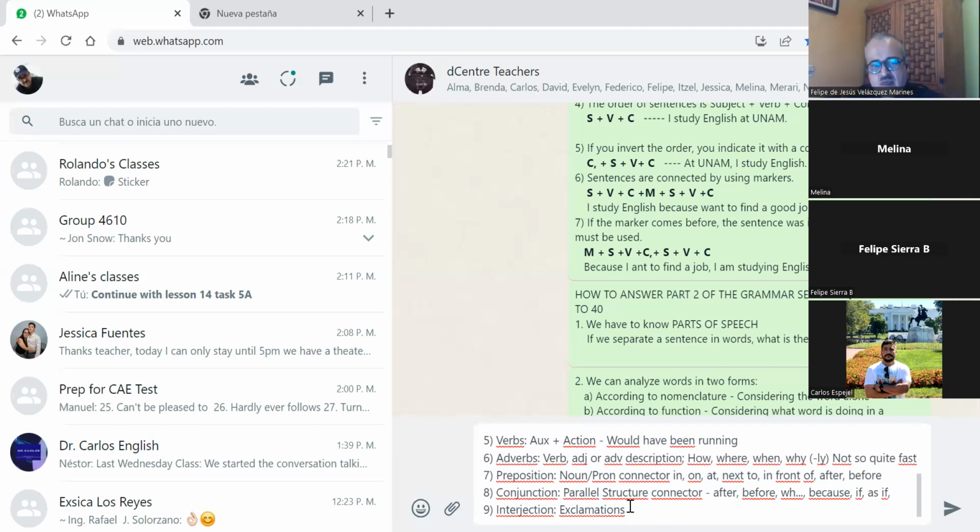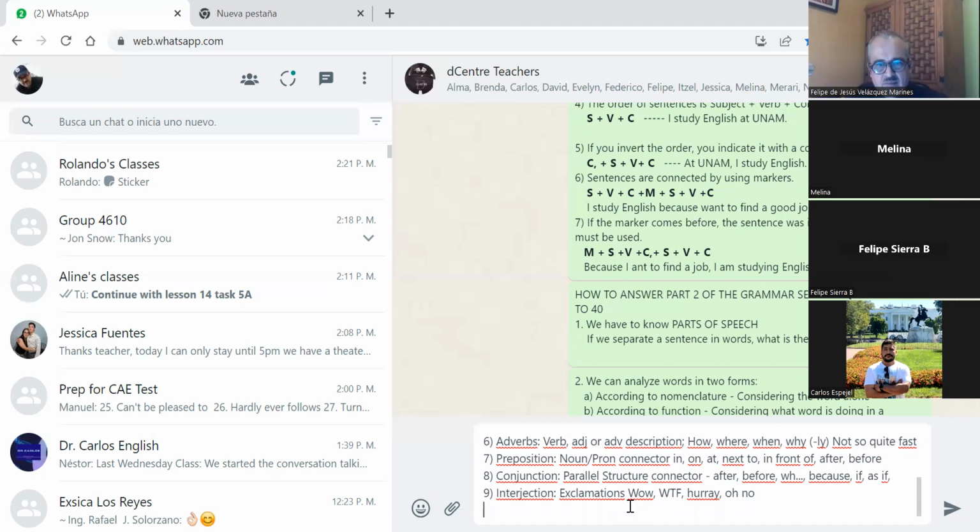Exclamations, for example: wow, hooray, bravo, etc. Oh no. But we also have fillers like "well", which are also considered interjections.